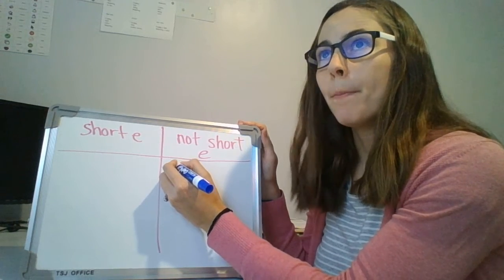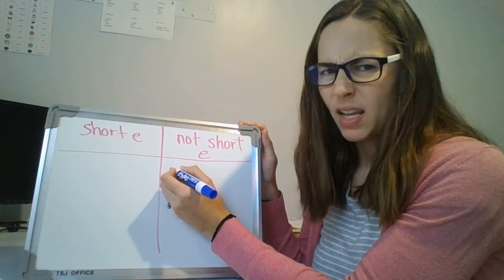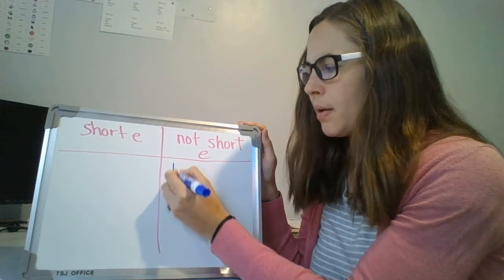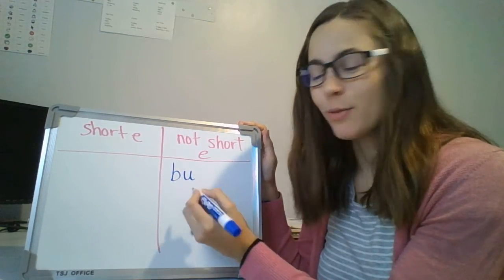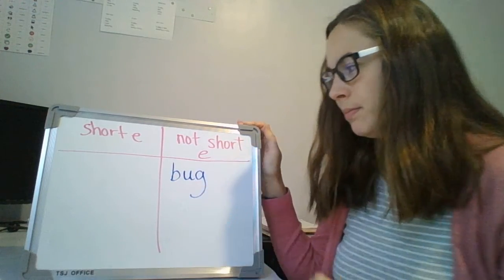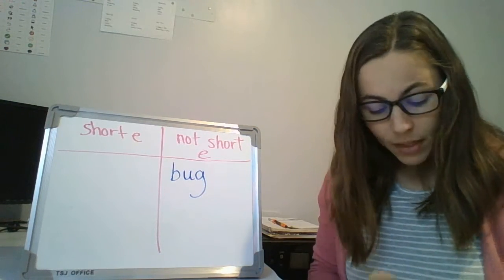So bug. What letter is the beginning sound? It's a B. Good. And then that's this week's short U sound. And then a G. There's my word bug. Okay. Next word on my list.